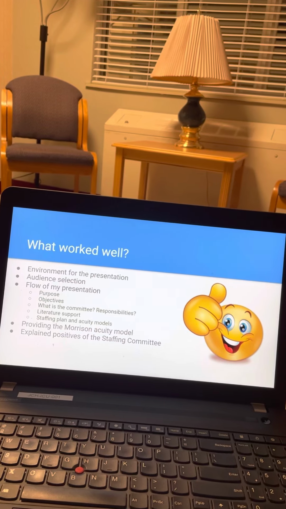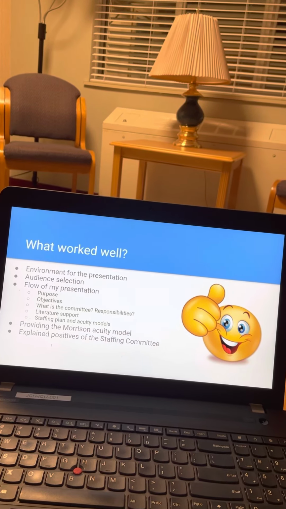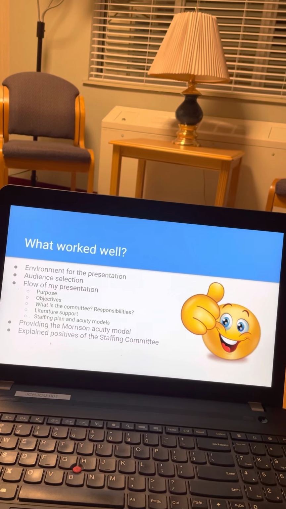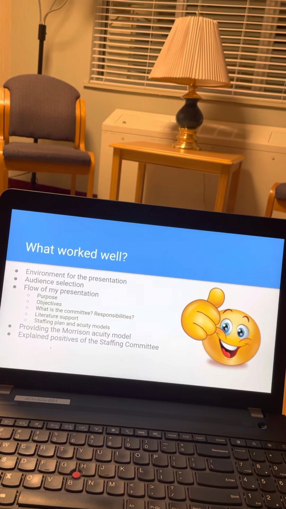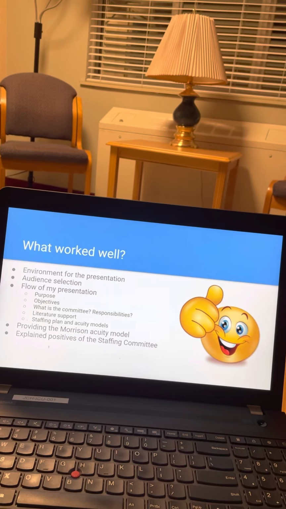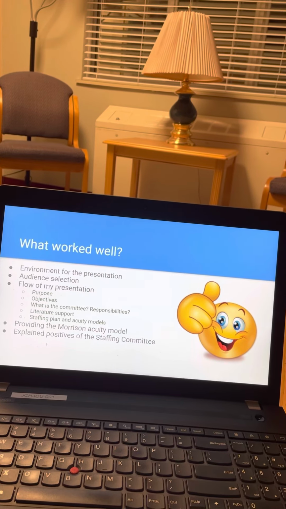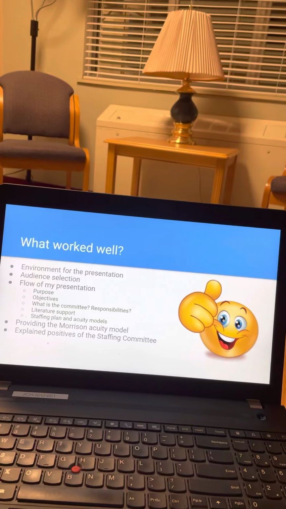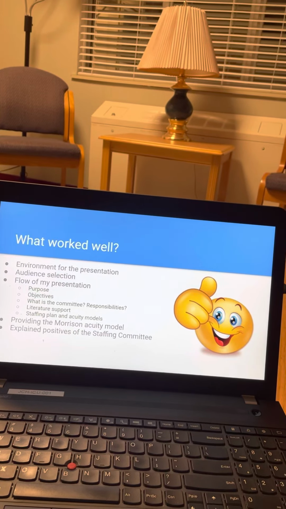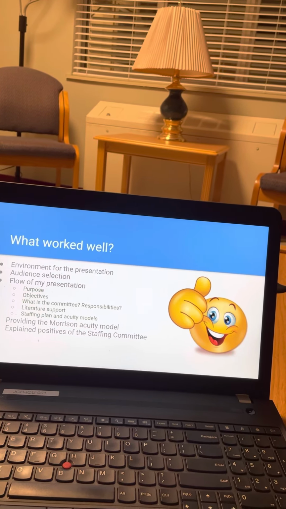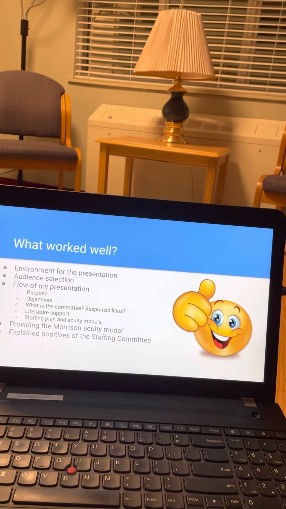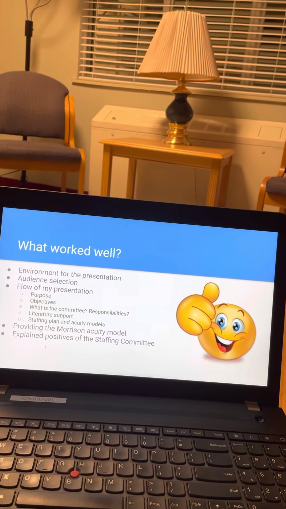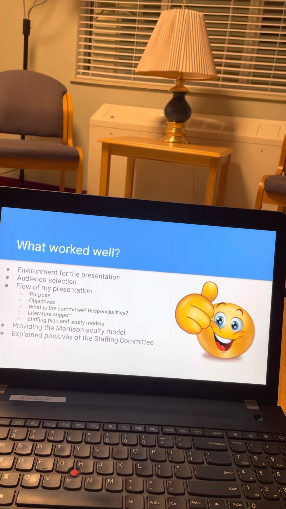I explained the purpose and objectives in the beginning, then explained what the staffing committee is and the responsibilities of the committee. I provided 2 articles of literature support. The first article defined what the right number of staff looks like, and the second article explained nurse burnout. I think it was good that I provided an additional acuity tool from another hospital to show a comparison of the 2 models.